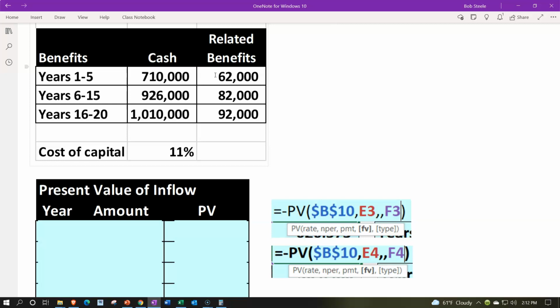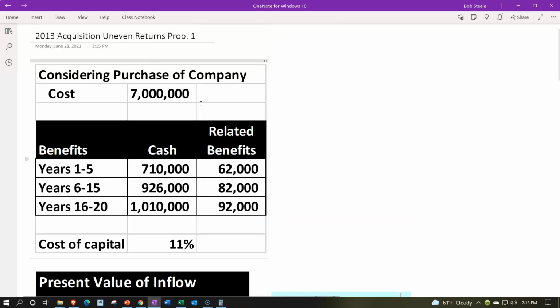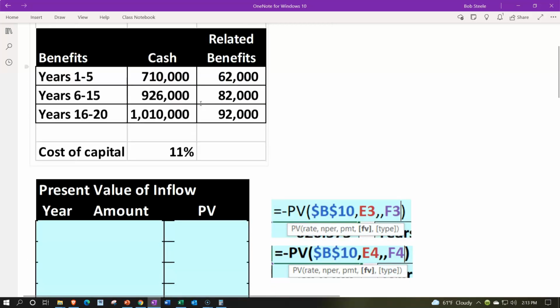Noting that, of course, our general concept here, like with capital budgeting, will be to think about the cash inflows and outflows and think about whether or not it'll be a good decision using a net present value type of calculation. From years 6 to 15, we think we're going to get cash of $926,000, related benefits $82,000. Years 16 through 20, cash inflows of $1,010,000 and $92,000 related benefits. So we're going to have to take a look at those cash flows. We want to basically present value them back to period 0, compare them then to the $7 million, and see whether or not it'd be a good idea to do this.